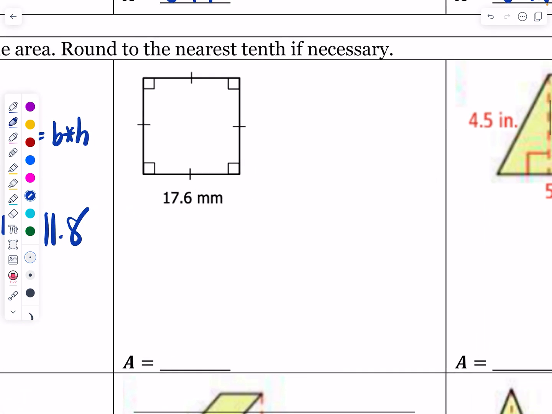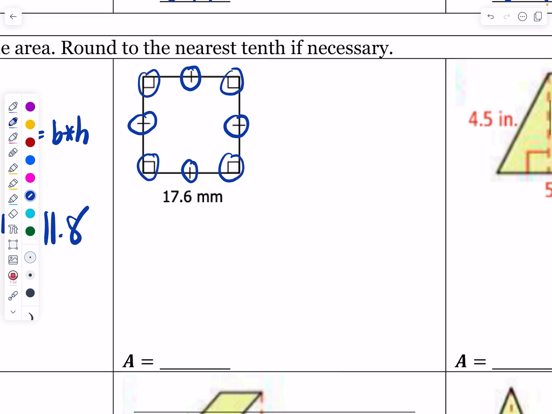Okay, what is the next shape? Well, it has all four sides marked as congruent. So not only is it broadly a rectangle, more specifically because it has 4 right angles and 4 congruent sides, this is going to be a square. So when you label this 17.6, even though it looks like you don't know your height, you do because that's also going to be 17.6.